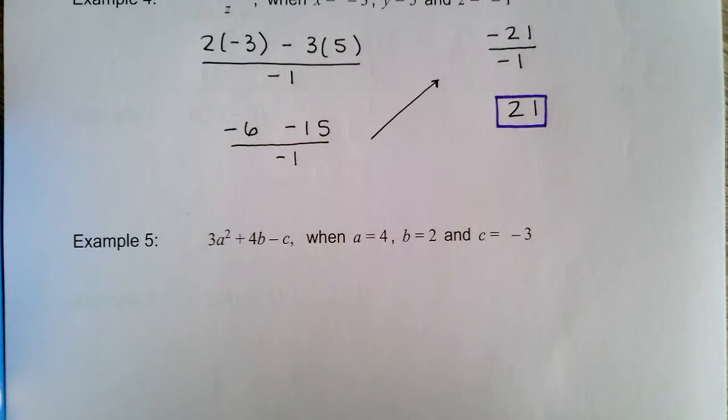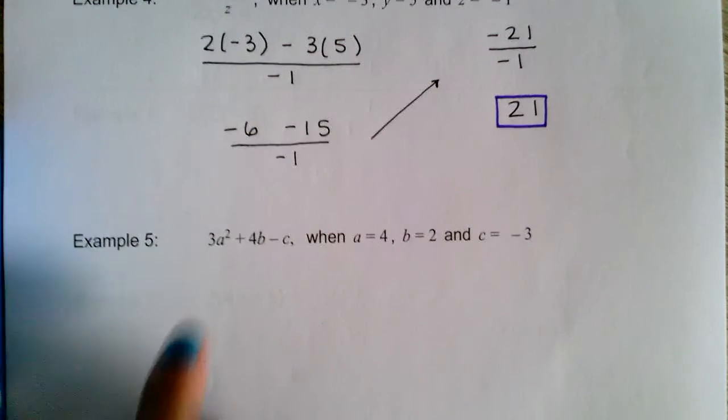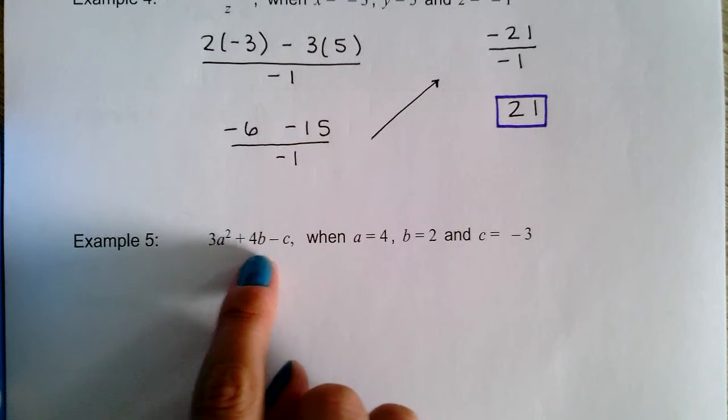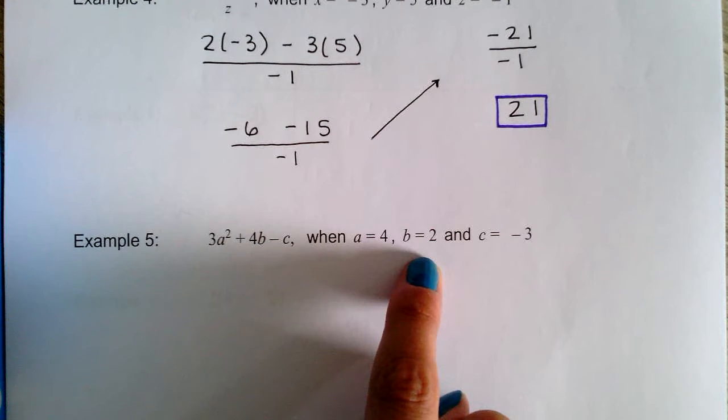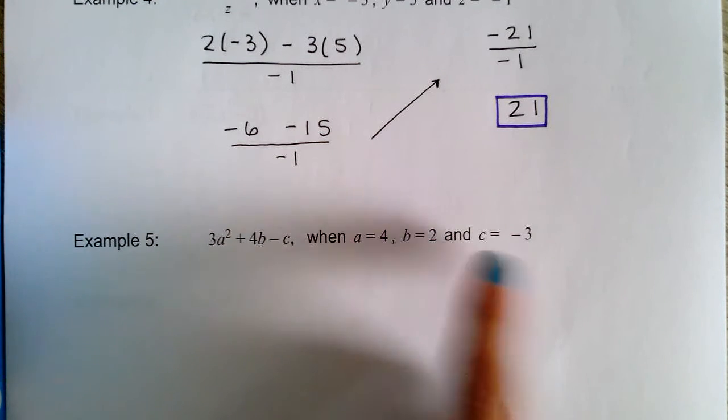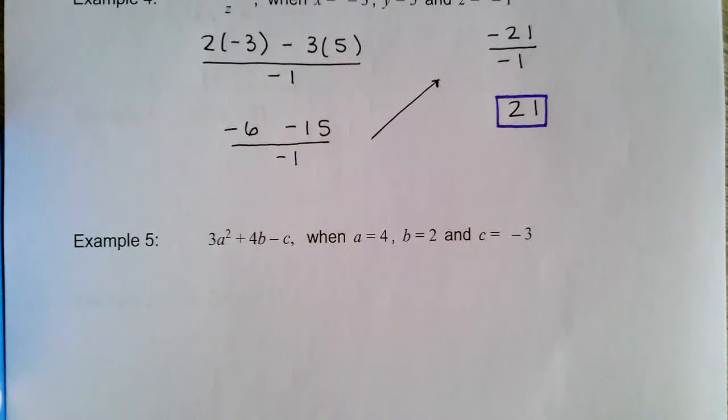So let's move on to example number 5. Here we have 3a squared plus 4b minus c, when a is equal to 4, b is equal to 2, and c is equal to -3. So everywhere we see an a, we're going to replace it with a 4. Everywhere we see a b, we're going to replace it with a 2. And everywhere we see a c, we're going to replace it with -3.